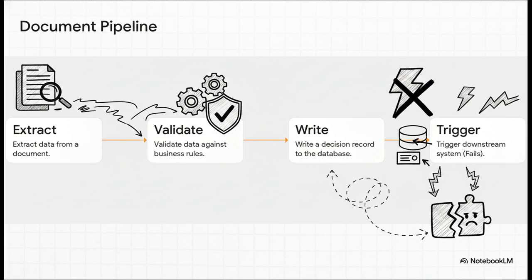That decision record already exists in your database. If you just retry the whole pipeline from scratch, you're going to write a duplicate record. But if you do nothing, you leave the system in this broken, intermediate state where the record exists, but the downstream system is completely unaware of it.